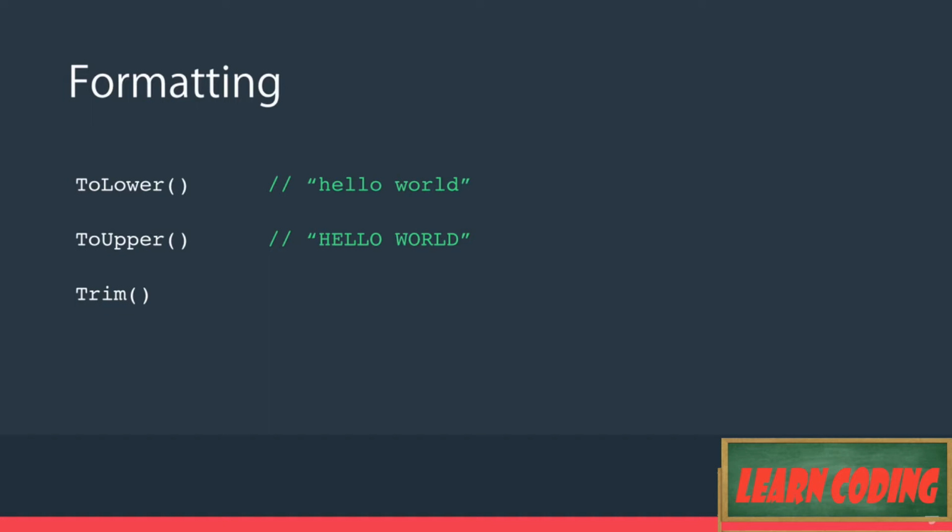So I've categorized these methods into different groups. In terms of formatting your string, you can use toLower to convert all characters to lowercase, or you can use toUpper for converting that to uppercase. Trim is a useful method which gets rid of the white spaces around a string. And this is important when you capture user inputs in web forms or Windows forms.